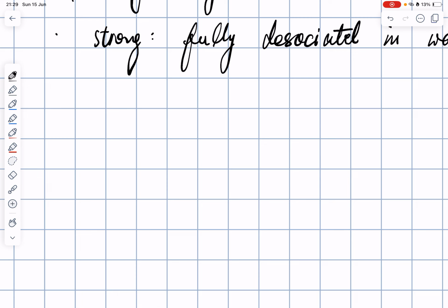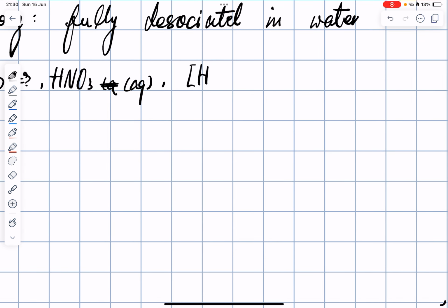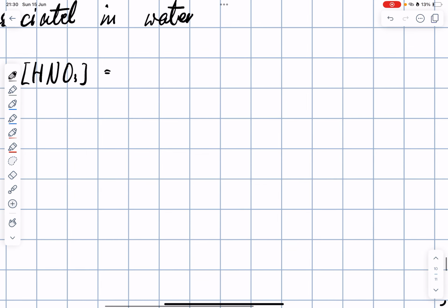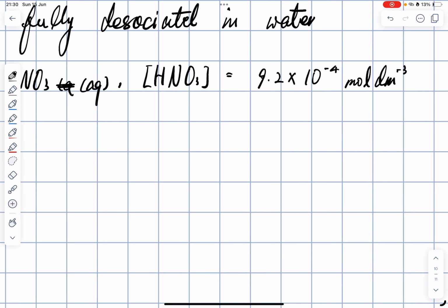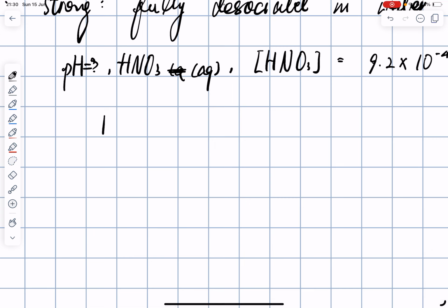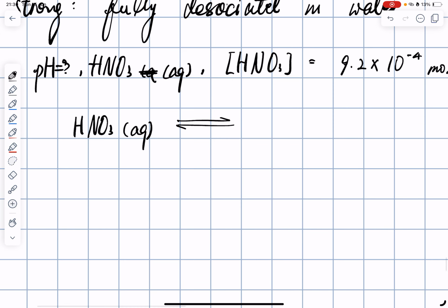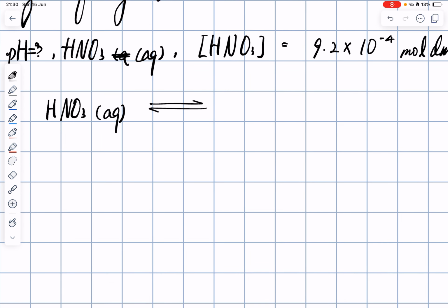Okay, for example, we are calculating the pH of HNO3 aqueous, which has a concentration of, let's say, 9.2 times 10 to the power of -4 mole per decimeter cubic. So as we know, this is just a monobasic acid, which means there is only one hydrogen ion which can be dissociated in water.